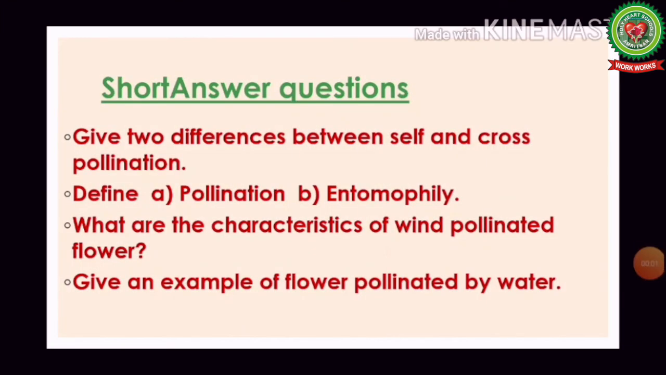Friends, I hope you have understood this topic. Now you must be able to solve the following questions. First is give two differences between self and cross pollination. Second is define pollination and entomophily. Third is what are the characteristics of wind pollinated flower. And last is give an example of flower pollinated by water.